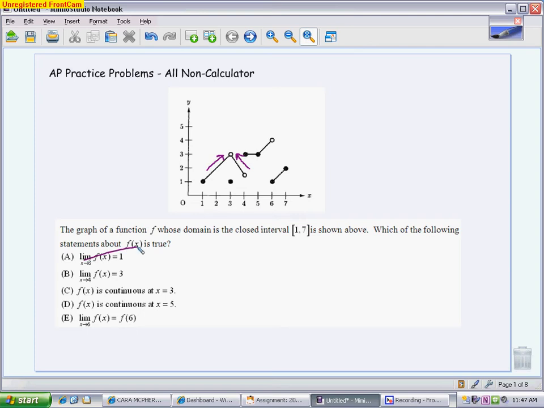Letter B says the limit as x approaches 4 is 3. So the limit as x approaches 4 actually doesn't exist because as I come towards 4 this way and as I come towards 4 this way, I get 2 totally different heights. So my limit not only does it not equal 3, it doesn't equal anything.